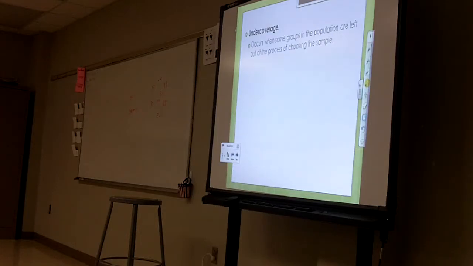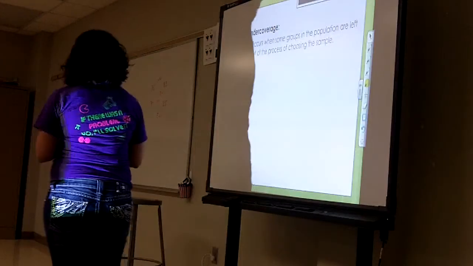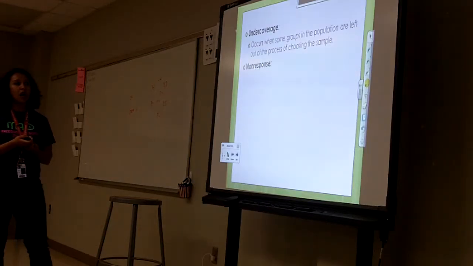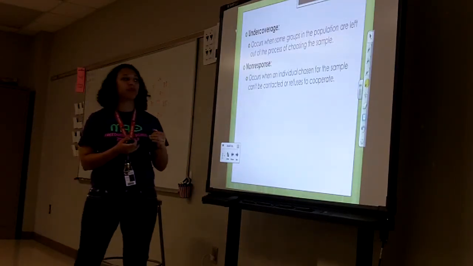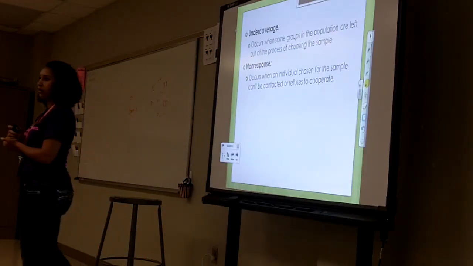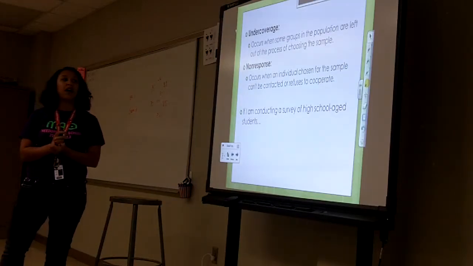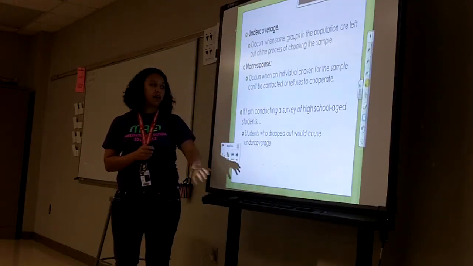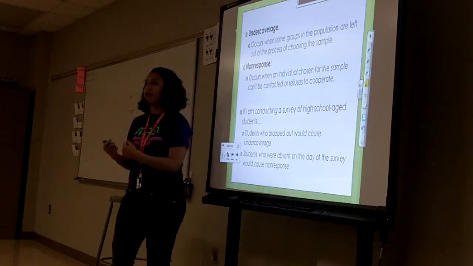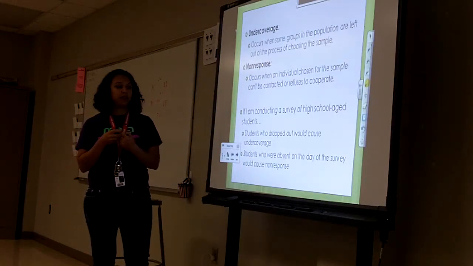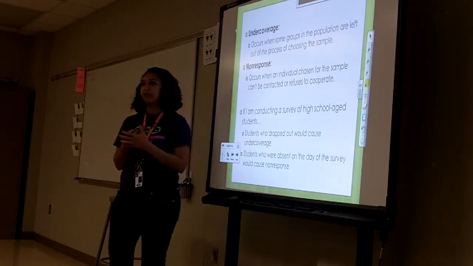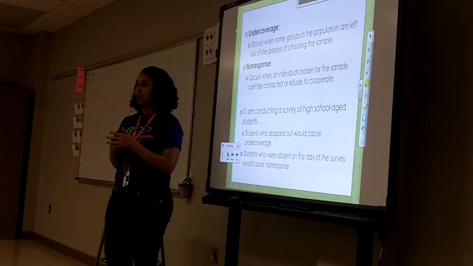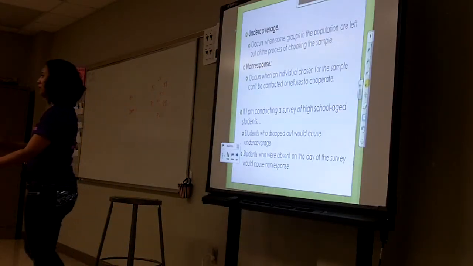Under coverage is when some groups of the population are left out of the process of choosing the sample. They didn't get a chance to reply. Non-response is when an individual chosen for the sample cannot be contacted or refuses to cooperate. If I'm conducting a survey of high school age students, students who dropped out is under coverage. For non-response, it's students that were absent the day of the survey. I couldn't contact them because they weren't here at school. Or there are also some students that will not do the survey. Tell them do this, here's a pencil, and they don't.